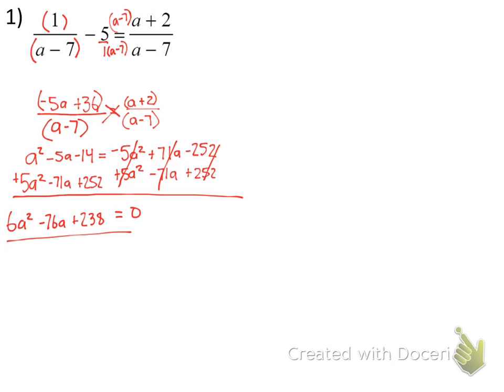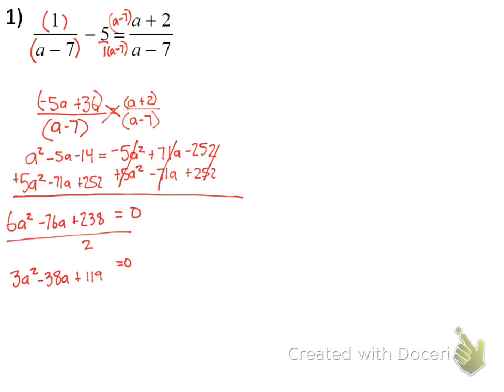So we could divide the left side and the whole equation by 2. 0 divided by 2 is still 0. This becomes 3a squared, minus 38a, plus 238 divided by 2, which is 119.